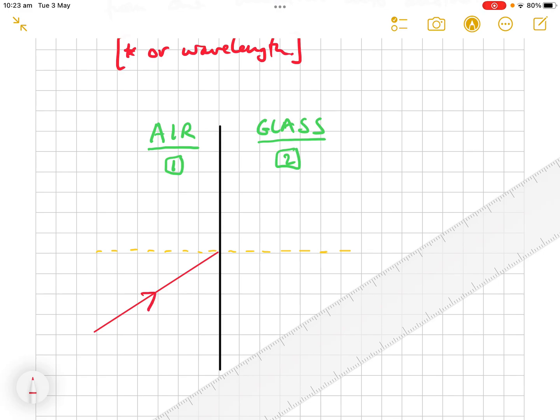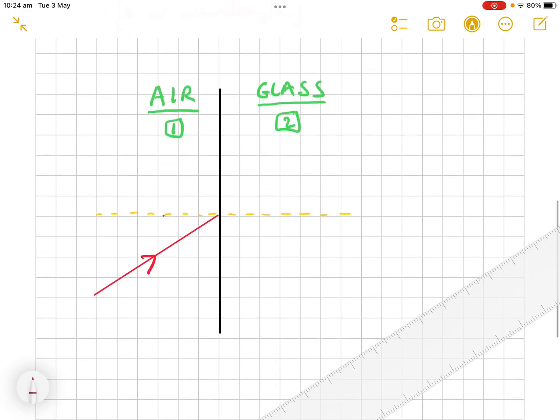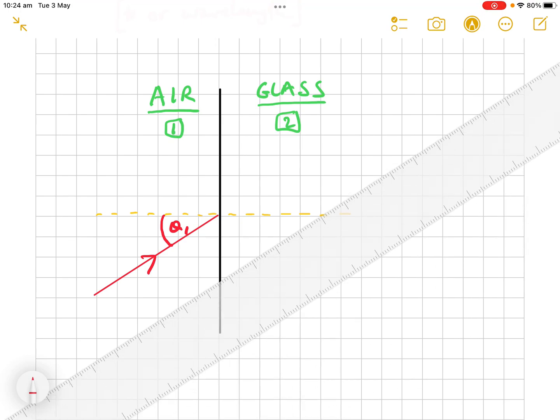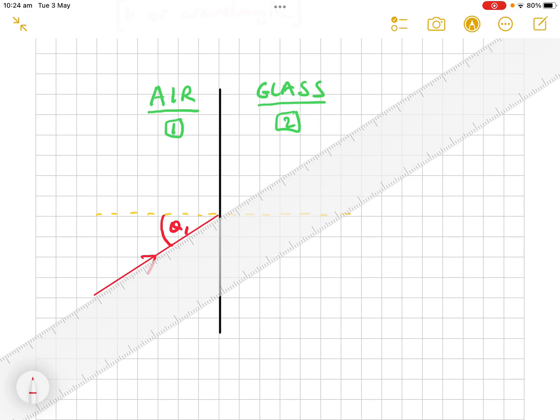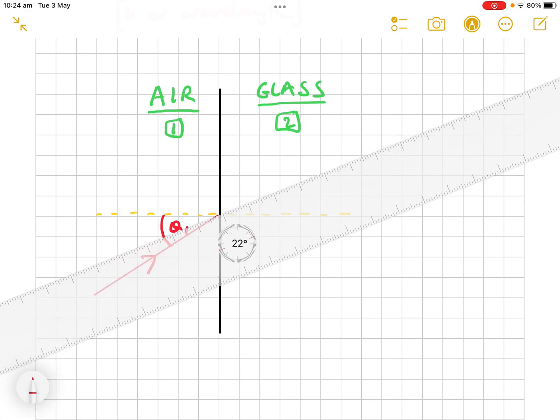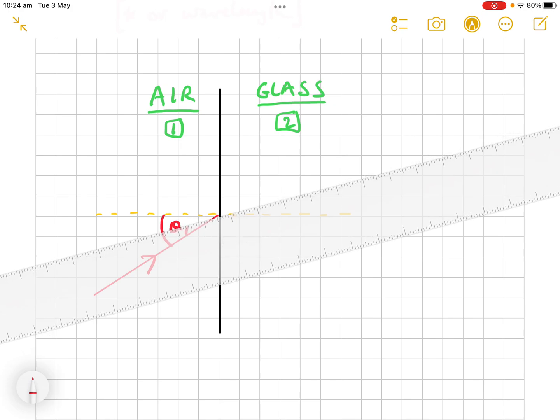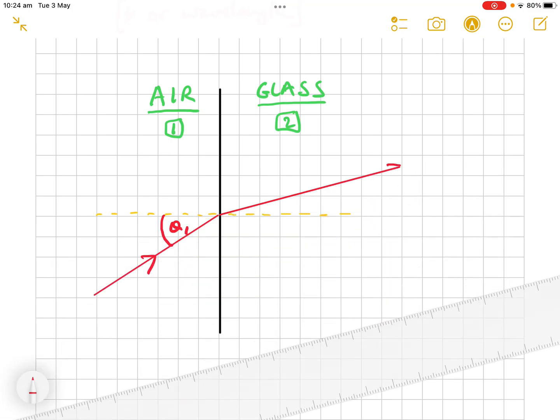We define the angle of incidence, which I'm going to call theta 1, as the angle between the ray and the normal in medium 1. So theta 1 corresponds to the angle of incidence in medium 1. Now the straight through position would be that, but of course, as you will know, the ray bends down towards the normal going into the denser medium. Does something like that. So you've clearly got a change of direction there. And then we call this angle, the angle of refraction, theta 2.